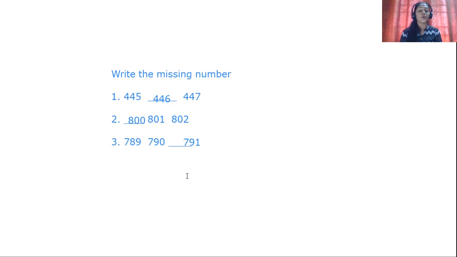Now you have to practice the before number and after number. All right. So in today's class, we have learned the concept of writing before number, between numbers, and after numbers.